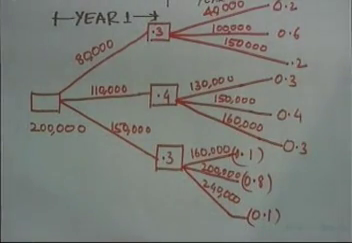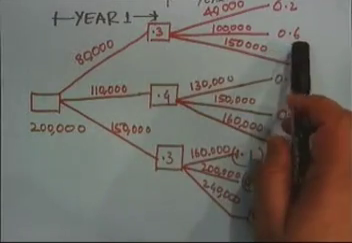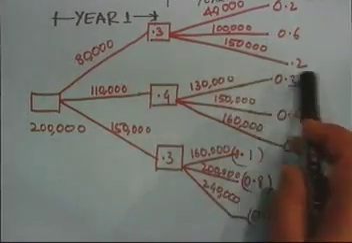If you are investing $200,000 now, you have a chance that you can earn $80,000 in year 1 with a probability value of 0.3, $110,000 with a probability value of 0.4, and $150,000 with a probability value of 0.3. Now, if at the end of year 1 you are getting $80,000, then you have a chance that you can earn $40,000 in year 2 with a probability value of 0.2, $100,000 with a probability value of 0.6, and $150,000 with a probability value of 0.2.